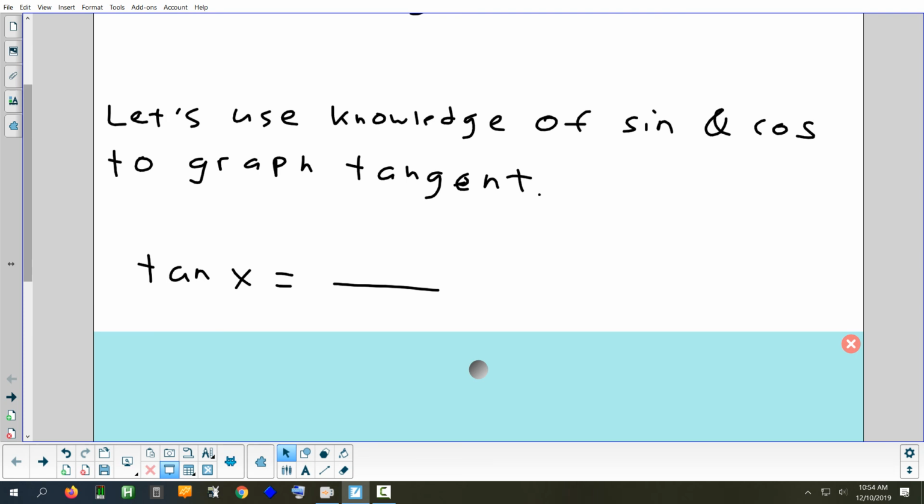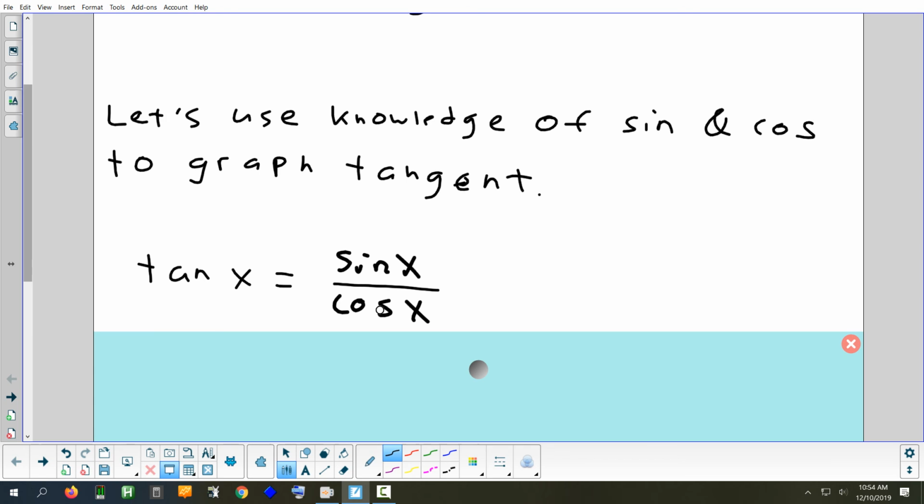So we can write tangent as a fraction. Does anybody remember from the trig identities we talked about really briefly how you can write tangent as something over something? Sine over cosine. You can write it as sine over cosine.